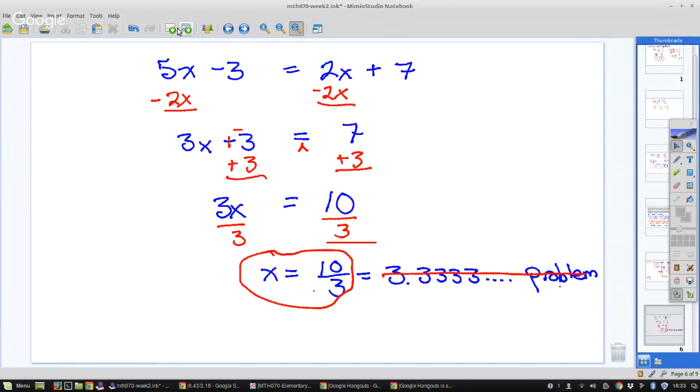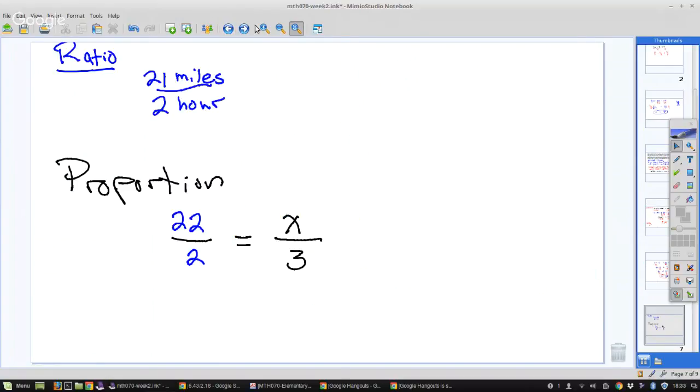All right, let's try another problem. In section 2.7, you're going to take a look at ratio and proportion. So a ratio is the quotient of two numbers. So here I have 21 miles, 2 hours. So let's say I went for a mountain bike ride the other day. I rode 21 miles. It took me 2 hours to do it.